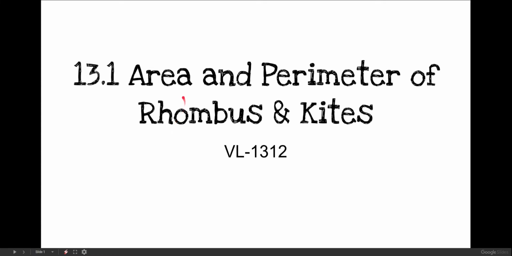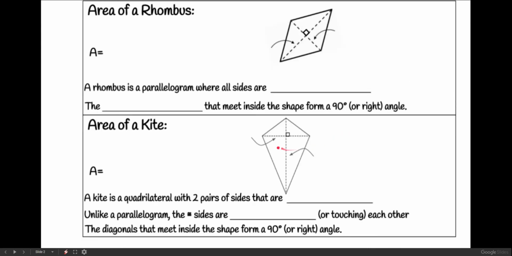In this video, we are going to learn how to find the area and perimeter of rhombuses and kites. Let's begin. To find the area of a rhombus, you just need to take 1/2 and multiply that with D1 and D2. I'll explain what D1 and D2 are in a moment.